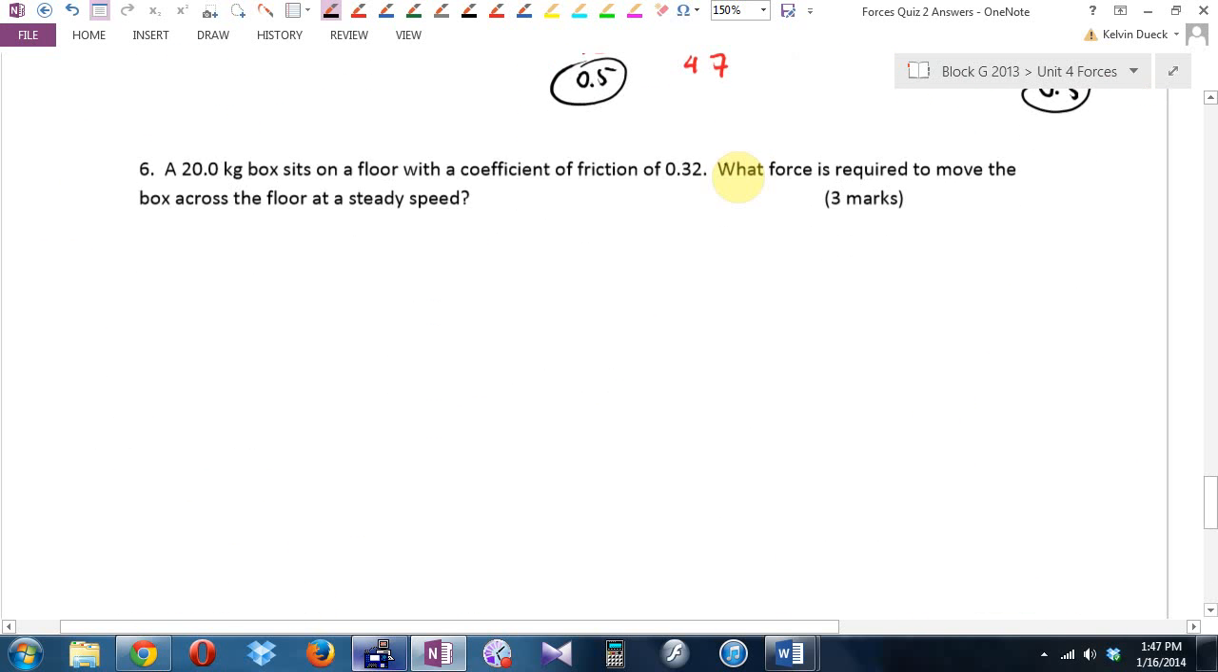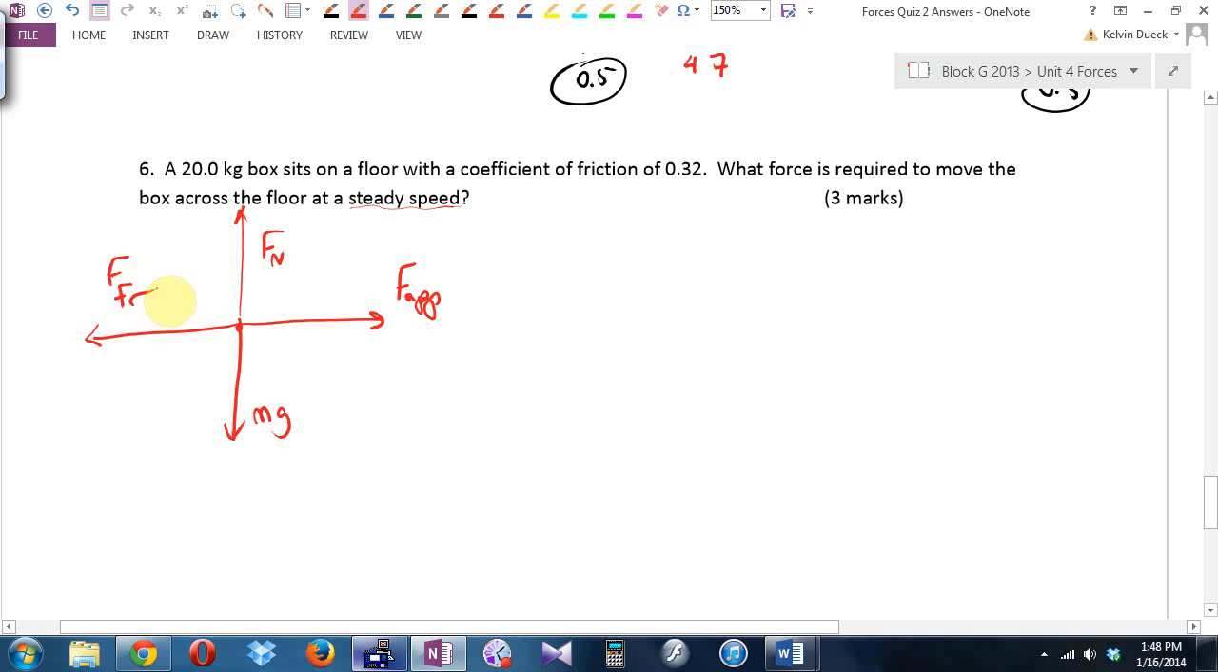Last one. Hello. That's probably important. A wood block, a box, sits on the floor with a coefficient of friction of blah, blah, blah. What force is required to move the box across at a steady speed? You know what? I think this is a job for a good free body diagram. Gravity down. Yoink. Normal force up. I think the applied force is pushing it forward, and it's a steady speed. I think friction is the same size as the applied force.